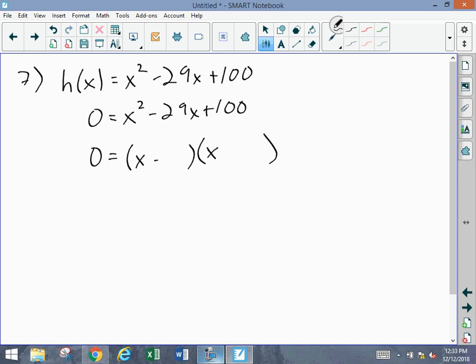How about negative 25 and negative 4? Yup. But you can also use the quadratic for this, right? Are you done with it? Yeah.